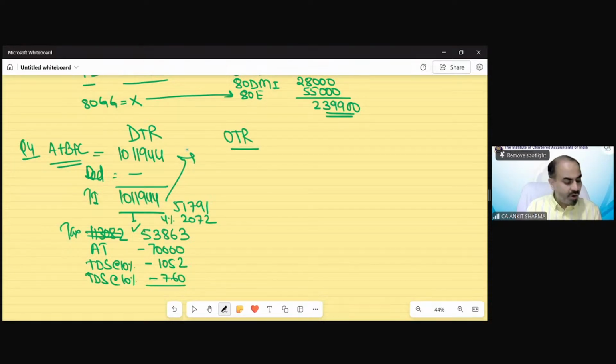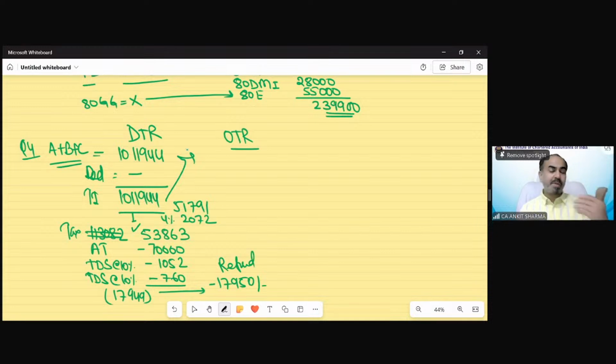After deducting all of this, our refund value is 949, which as per rounding off is 17,950 rupees. That is our refund. It is not a tax liability. That is the excess payment of tax paid by the assessee.